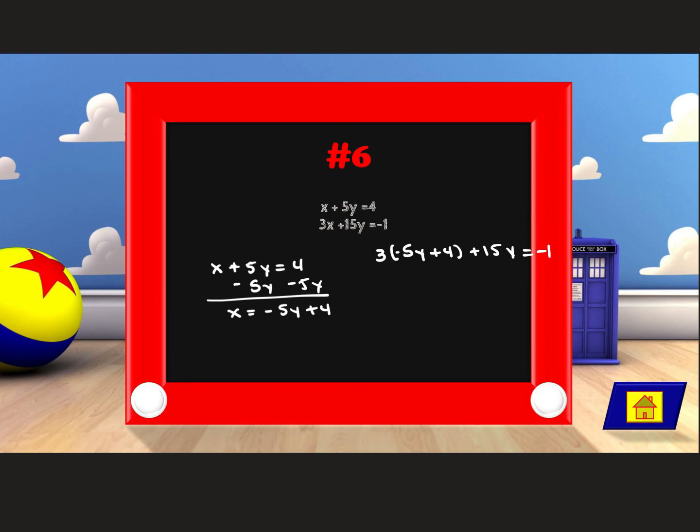All right, so now we're going to distribute our 3. So 3 times negative 5y gives me negative 15y, plus 12, plus 15y equals negative 1. So I have a negative 15y and a positive 15y, which cancels out. And I get 12 is equal to negative 1. 12 will never equal negative 1, so I have no solution.